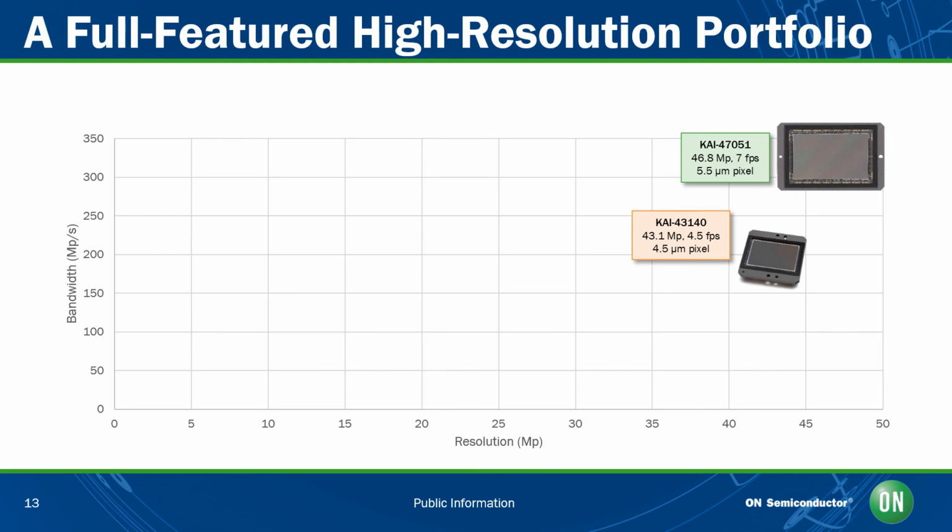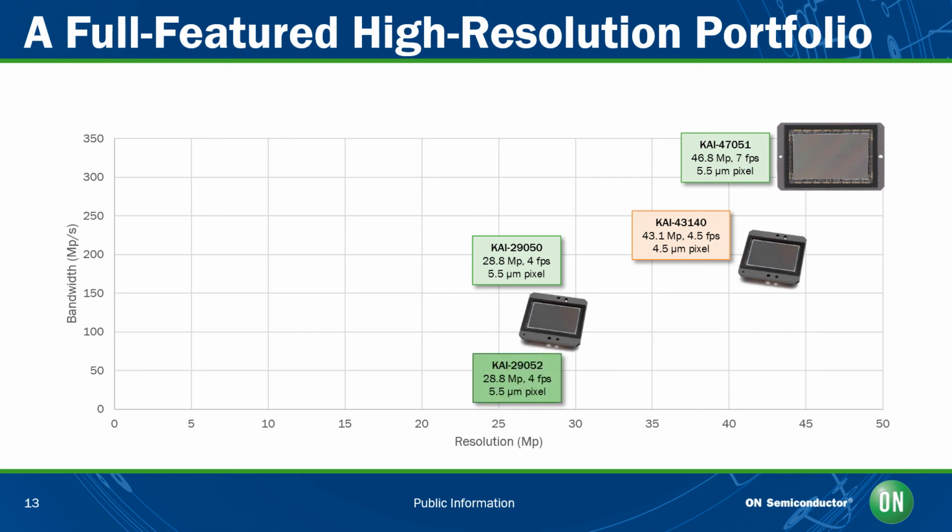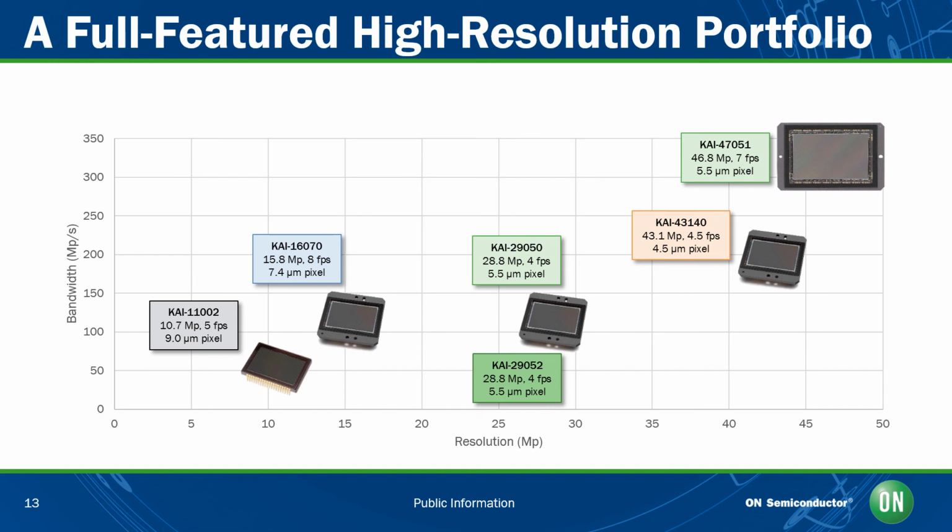The 29-megapixel KAI-29050 continues to provide a compelling combination of high resolution with high imaging performance, while the 29052 provides that same resolution with enhanced near-infrared sensitivity. And devices such as the 16-megapixel KAI-16070 and 11-megapixel KAI-11002 use even larger pixels in this 35mm optical format to balance resolution with light sensitivity for applications requiring that option.